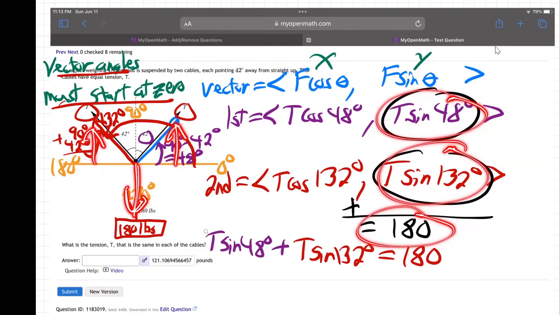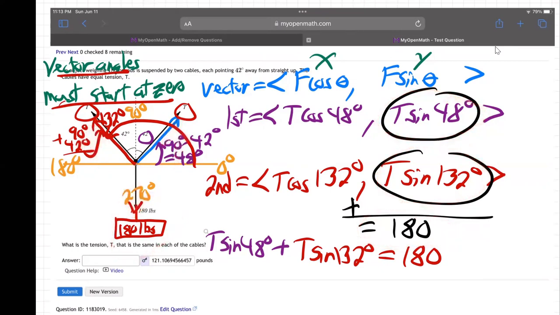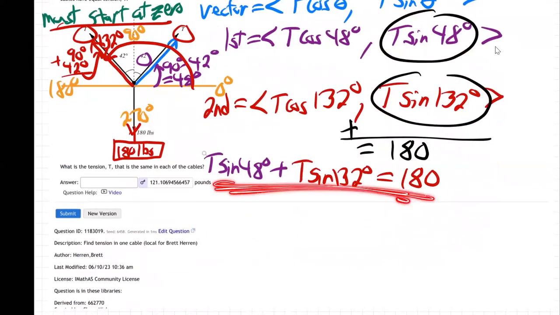It weighs 180 pounds. That big weight that's hanging there weighs 180 pounds, which means it's pulling down 180 pounds. So how much this cable is pulling up and how much this cable is pulling up must add up to be 180 because they're holding that up. So then I have to solve this equation for T. How do you do that? Well, you want to factor out the T.